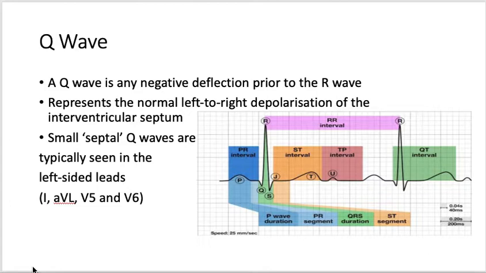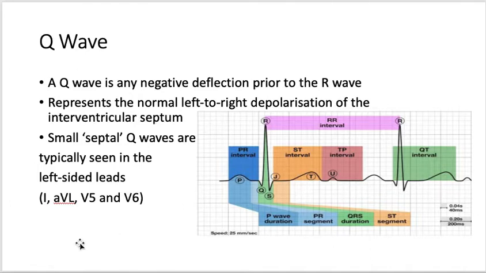This is any negative deflection prior to the R wave. This represents the normal left to right depolarization of the interventricular septum. So imagine as the charge is traveling through the atria from the SA to the AV node. As it hits the AV node, there's going to be some charge that is spreading out through the interventricular septum. It may only be small, but it is there, and the ECG can pick it up. And this is what we see as the Q wave right down there. So do note that small septal Q waves are typically seen in the left-sided leads, so that's I, aVL, V5, and V6.